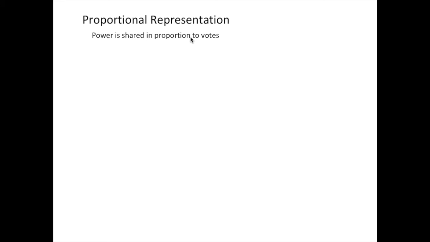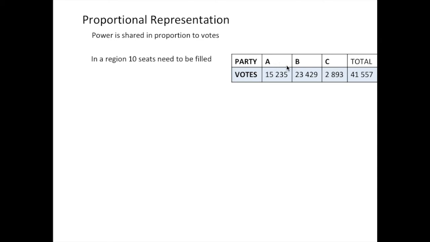Power shared in proportion to the votes. Here's an example. In a region, 10 seats need to be filled. We have, let's say, 3 parties, A, B, and C. Each person gets a vote. A has 15,235 votes. B has 23,429 votes. Party C has 2,893 votes. And in total, that's 41,557 votes.